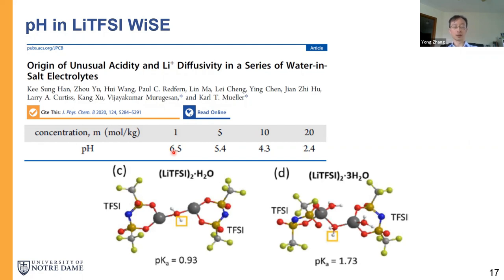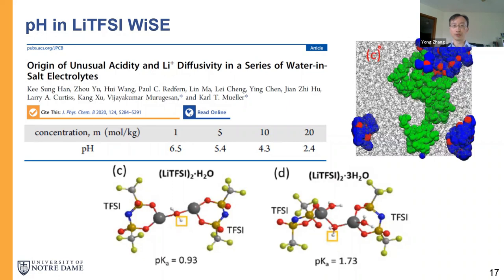They suggest that configurations like these, where one water is coordinated by two lithium, and the lithium can be coordinated by either water or TFSI. So for this water in the middle, the hydrogen is really easy to release, which will decrease the pH. In their simulation, they see this two-domain picture. They say this kind of configuration exists in the TFSI-rich domain, so they explain this pH behavior based on their simulation result.